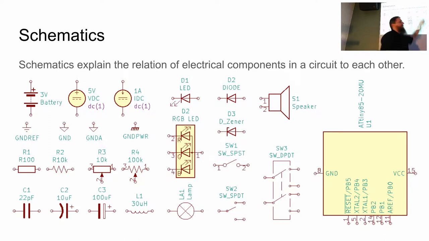This here is a speaker that shows up all the time in online schematics. And finally, anything complicated ends up being a box with a bunch of labels on it. In this case, it's an ATtiny microprocessor, but there will be thousands of different kinds of things in schematics that are just represented by a box with a name. So you can look up the part number and its data sheet, and that will tell you all about what it actually is.